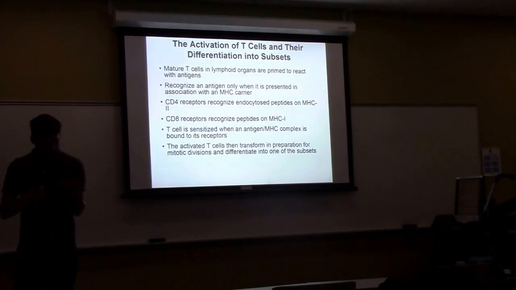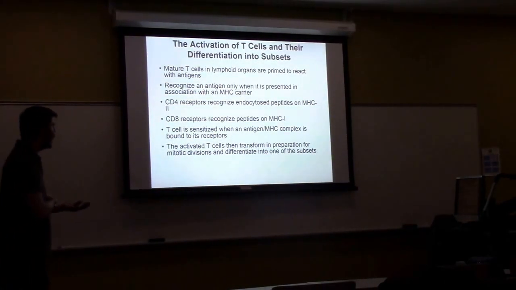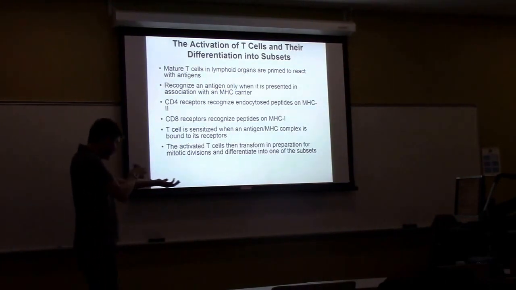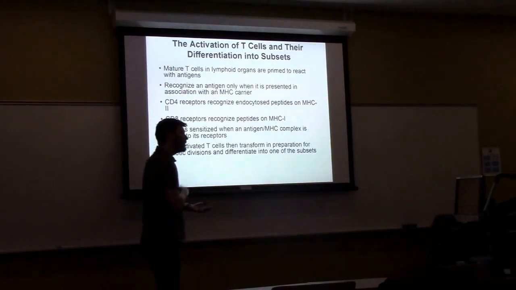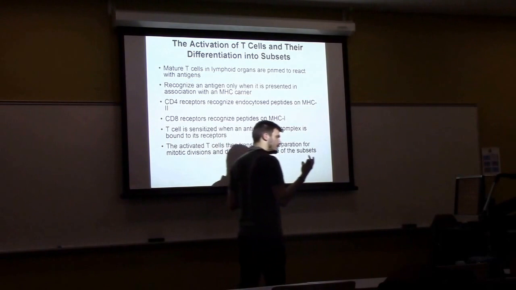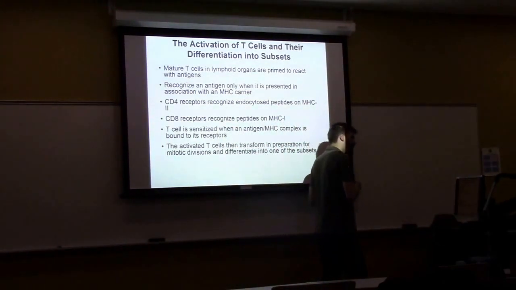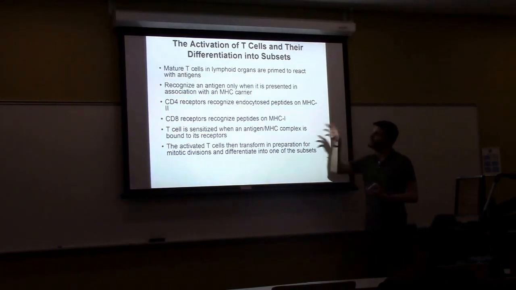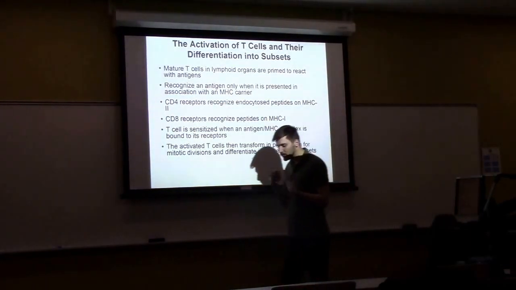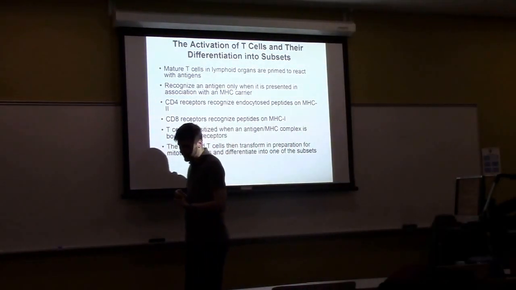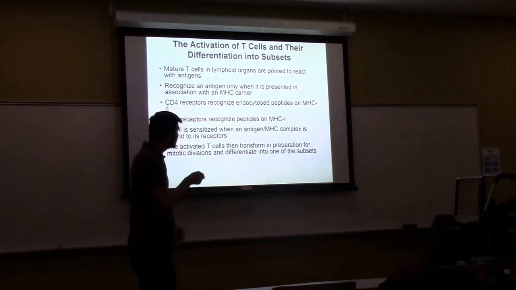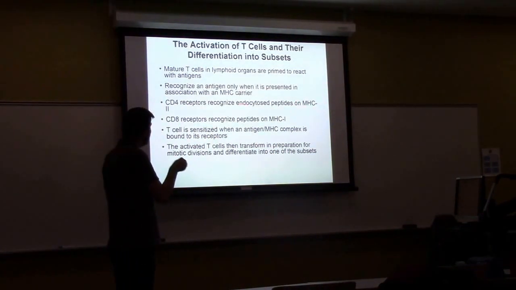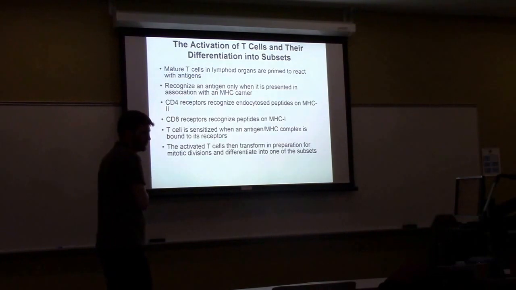So once you have an infection, antigen-presenting cells will gobble up that infectious agent. They will process and present it on their surface. They then go to the lymphatic system and show it to all the T cells until you get a T cell that responds to that particular antigen.